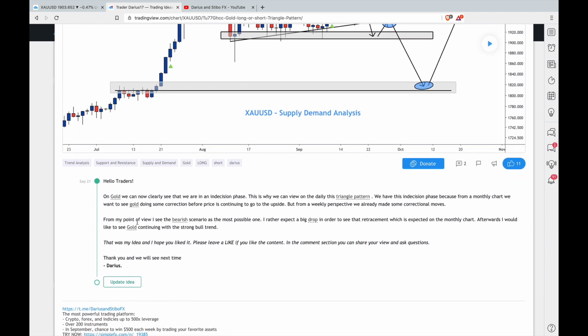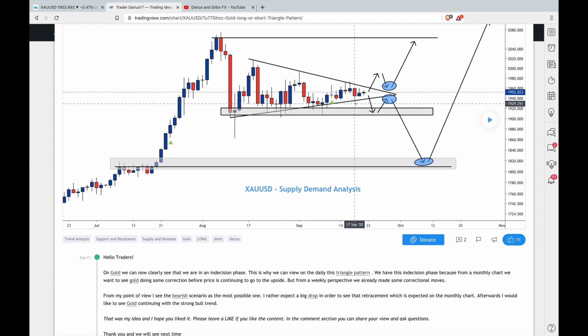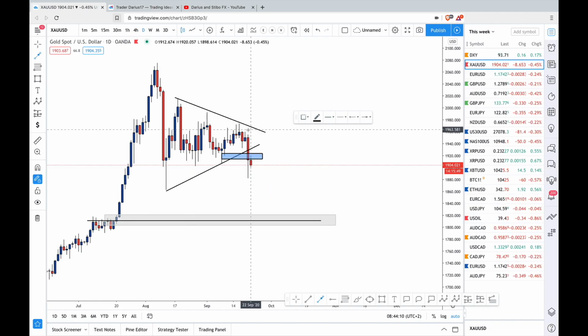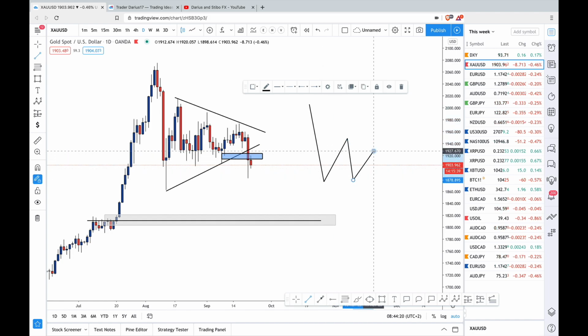So from my point of view, I see the bearish scenario is the most possible one. I told you already in the TradingView post, because the movements are from the upside to the downside. So this is typically a continuation pattern. As we can see over here, the triangle looks like that because the movement is coming from the upside to the downside, and then it gets stuck in this triangle pattern over here.